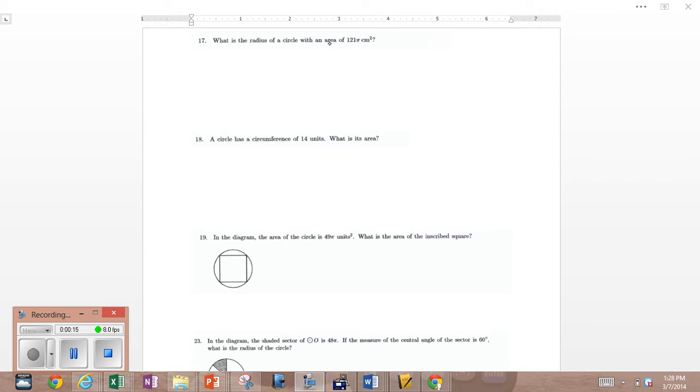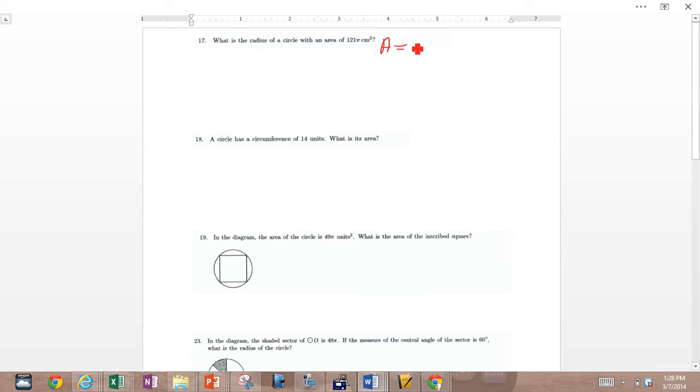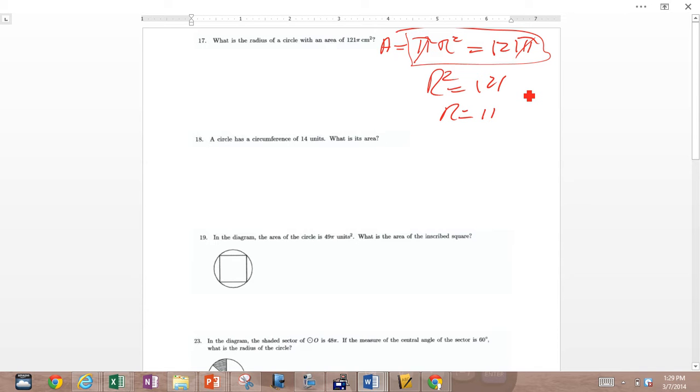So this number 17, what is the radius of a circle with an area of 121 pi? Well, you have the formula for the area. The area is pi r squared. But the area is said to be 121 pi. So basically we have this equation, and we're going to solve that. Fortunately, we can cancel out pi off of both sides and say that r squared is equal to 121. So r is equal to the square root, which you should recognize as a perfect square, is 11. Okay?